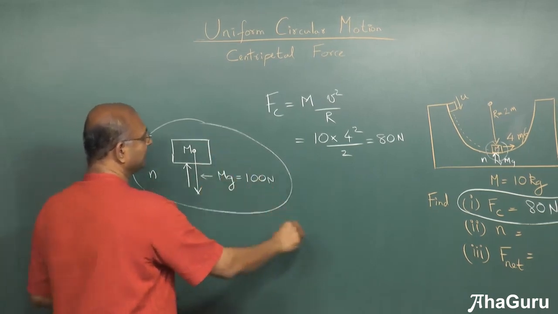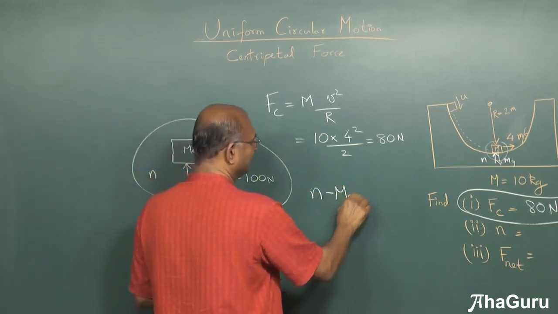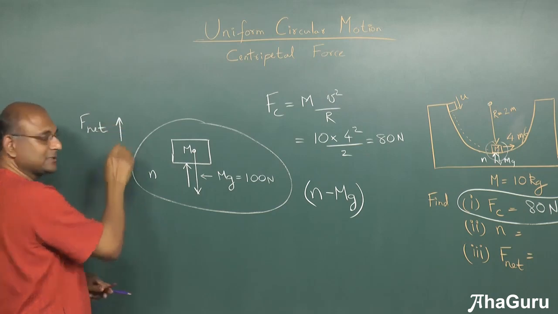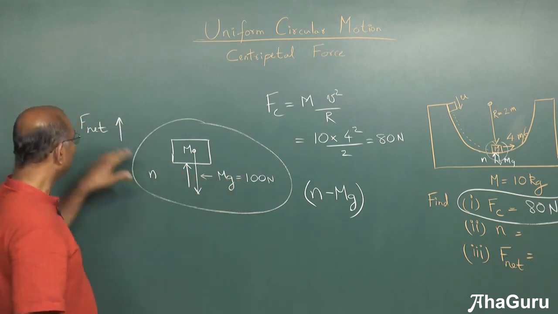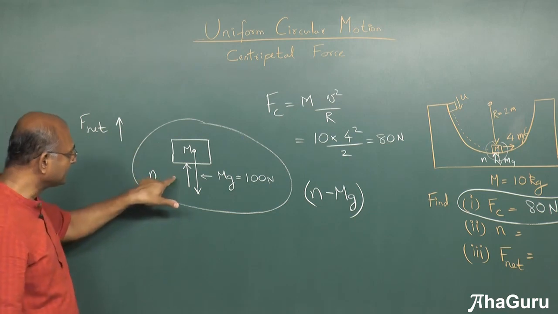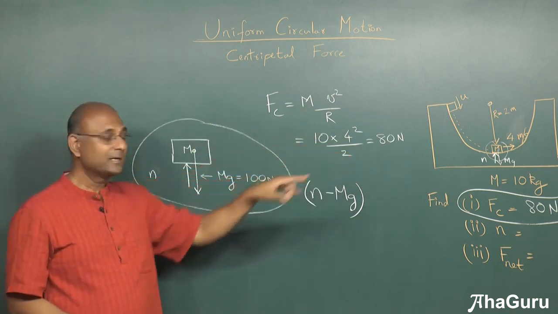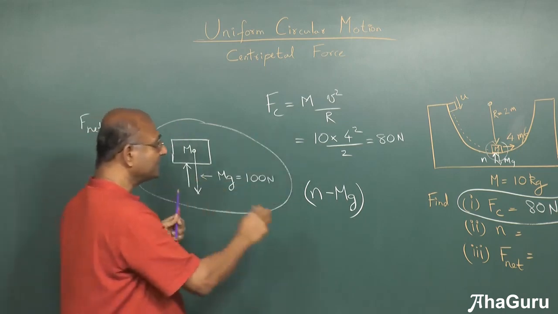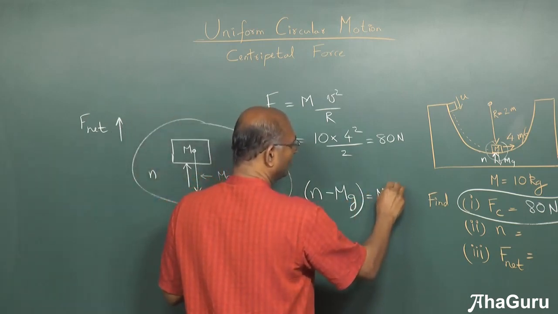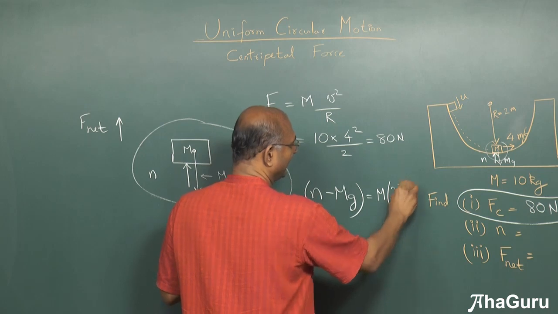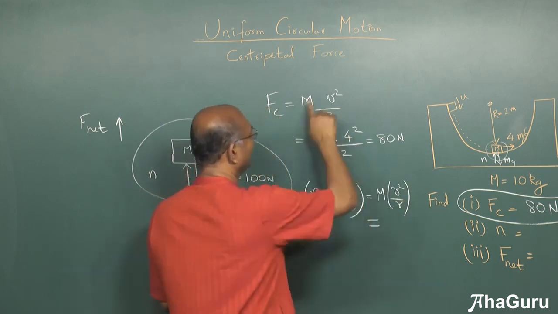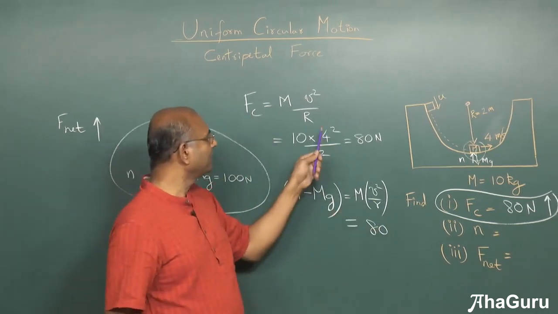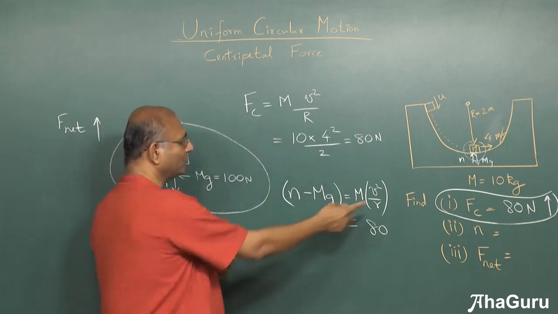N minus mg is the net force in this direction. Is that a new force? No, it is just the sum total of these two. So who is exerting this? Nobody. There is somebody exerting N, there is somebody exerting mg. The sum total of these two is N minus mg. The net force, let's say, is pointing in that direction. This must be equal to mass into acceleration, mv square by r. Now, this we have already calculated, mv square by r is equal to 80. Because v square by r is 4 square by 2, so that is 16 by 2, 8 into 10, 80.